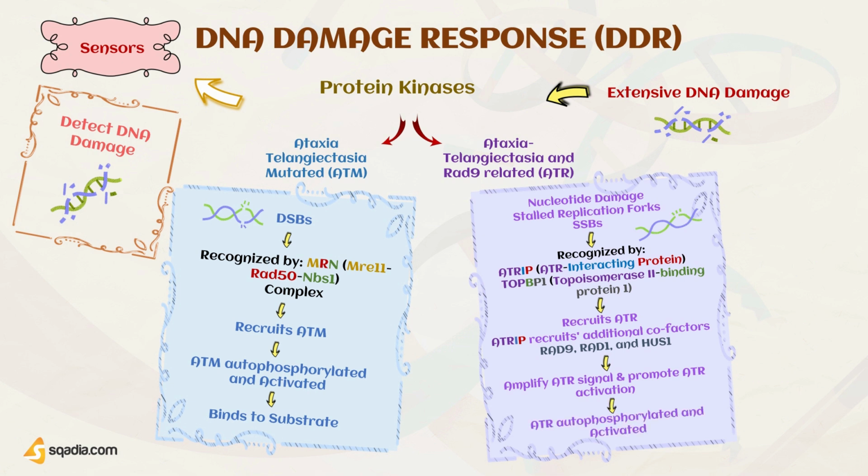Once recruited to the site of DNA damage, ATR undergoes autophosphorylation, which is thought to stabilize its interaction with DNA and its substrates. So, do note here that ATR is activated by single-strand breaks, while ATM is activated by double-strand breaks.